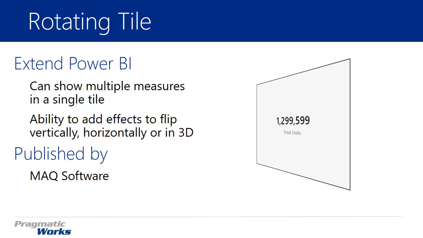And the real benefit to this is it saves you a lot in the real estate department. So when I say that, I mean the real estate you have on the design canvas is now much less limited because you can have one single section that's devoted to 4, 5, 6 different measures, and it just rotates between those different measures. You do have the ability to affect it, whether you flip it vertically, horizontally, or you can even make it into a 3D tile, which you see here on the screen right now. This one's developed by MAQ Software.